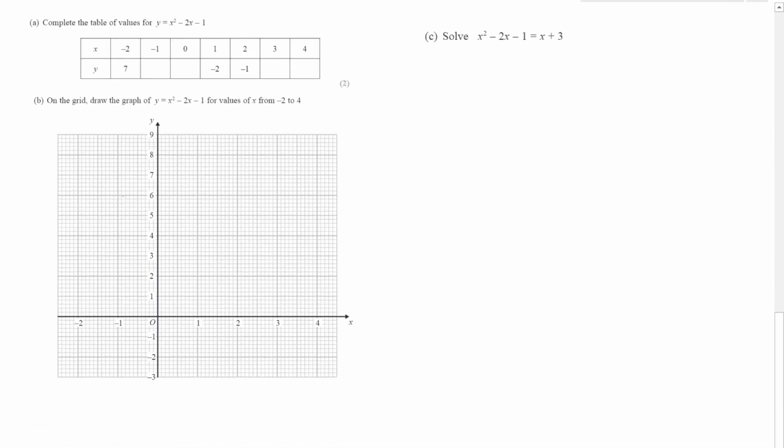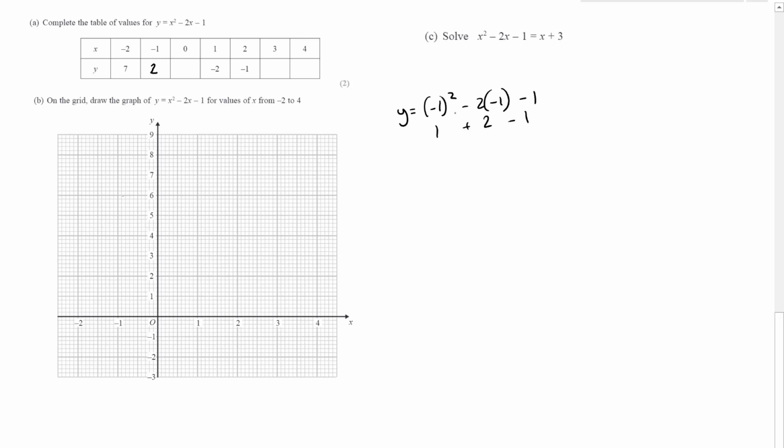And finally, we've been given another quadratic expression, and we want to complete the table for these values that are going to give us the coordinates that we're going to be able to plot on this graph. So if we want to substitute in these values, if y is equal to -1 squared minus 2 times -1 minus 1, this becomes 1, this becomes plus 2, and this becomes -1, so this just becomes 2.